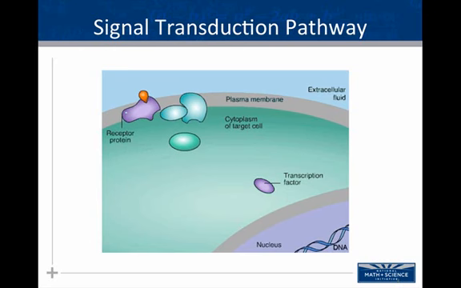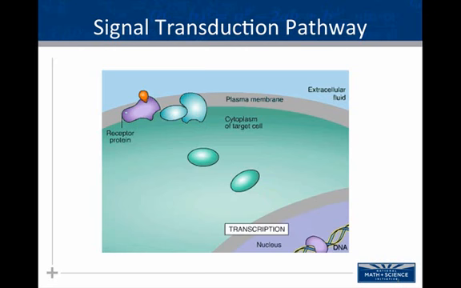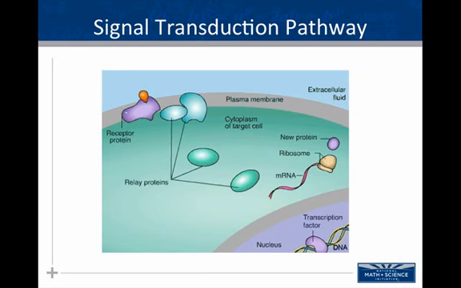This activates a series of relay proteins, which in turn activates a transcription factor. The activated transcription factor attaches to the DNA and triggers transcription of a specific gene. The mRNA message is translated into a new protein, which changes the structure or function of the receiving cell.